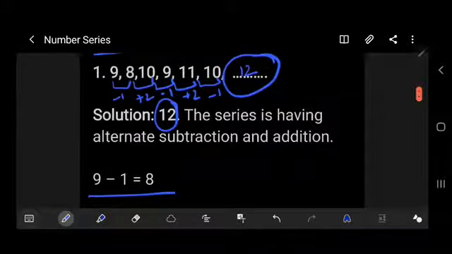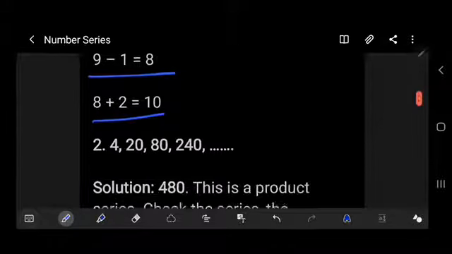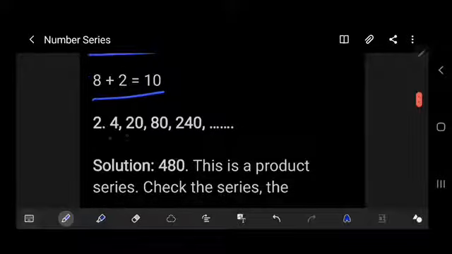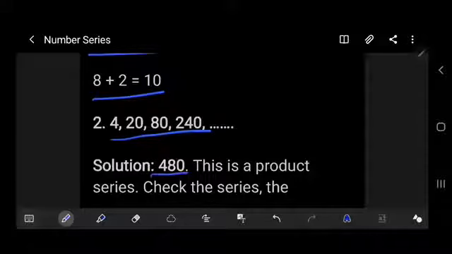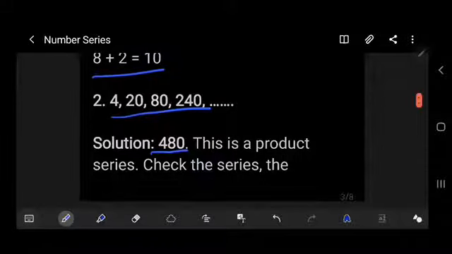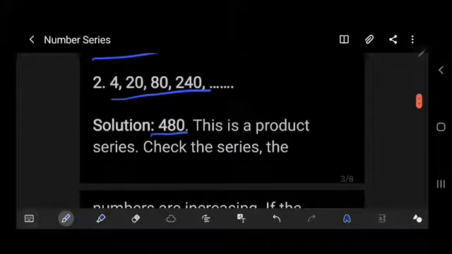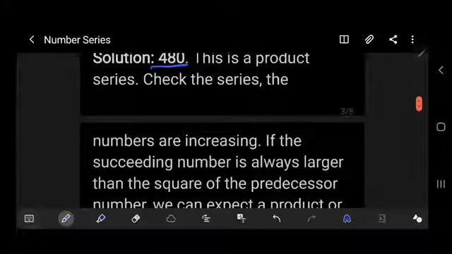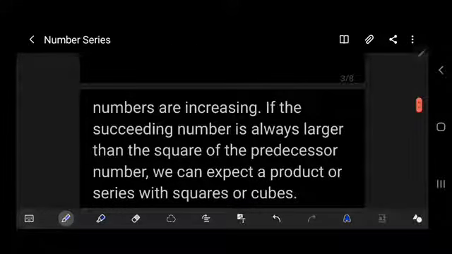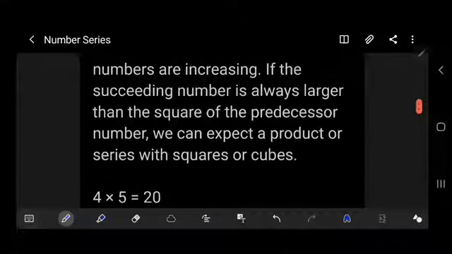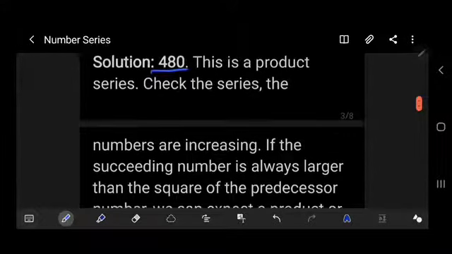So we're going on to our next question. The next question is 4, 20, 80, 240. The solution is 480, and how it comes is that this is a product series. Then check the series. The numbers are increasing if the succeeding number is always larger than the square of the predecessor number. We can accept a product series with a square or cube.